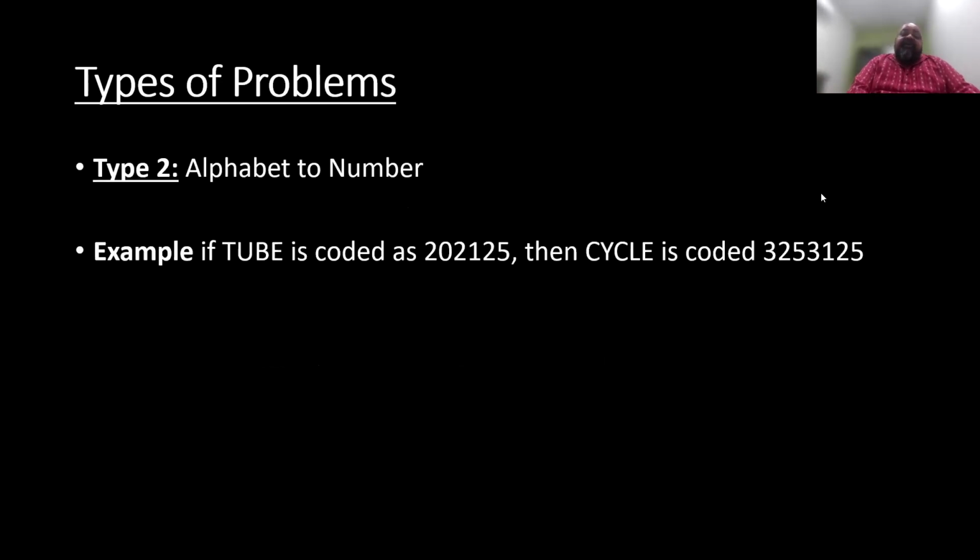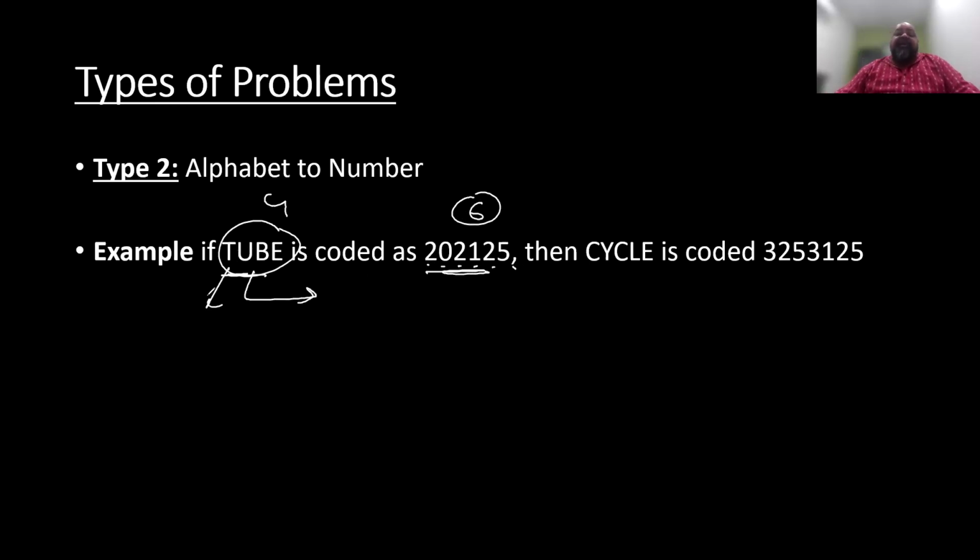The other type of problem is when we turn alphabets to numbers. For example, if I say tube is coded as 202125, what will be the code for cycle? But again, whenever the alphabet goes to numbers, typically the first thought is I will look at the number of alphabets and the number of digits. There are 4 alphabets here, and 6 digits, more than 4 digits here. So very good chances that we are working with the positional values of the alphabet.